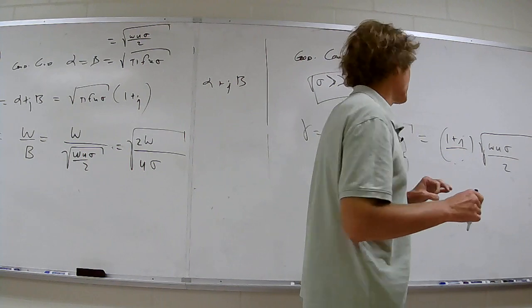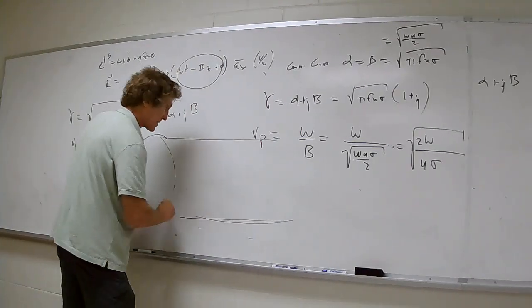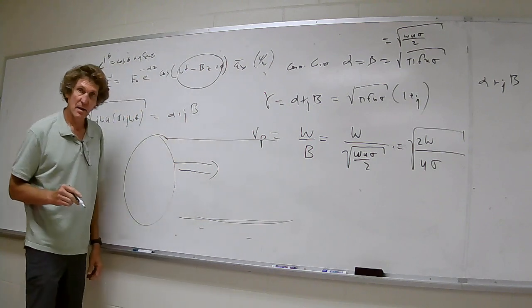So, please listen to me now. Suppose I've got a big fat copper wire, like so, and I have current flowing this way in the wire, right?